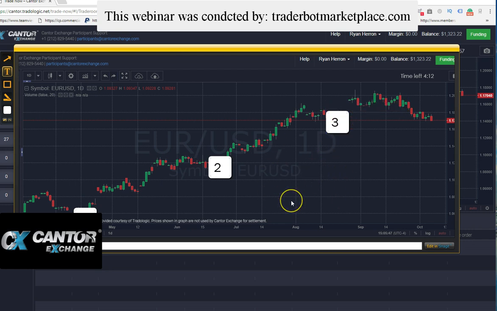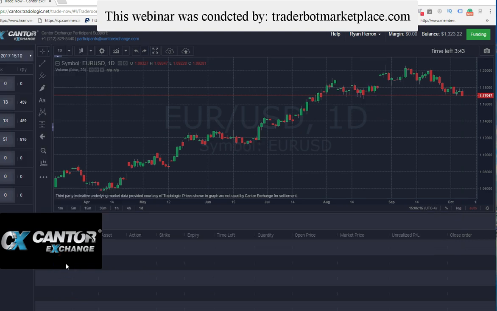Which one is the support that we're mainly going to be focused on? Does anybody know in a daily chart? Would it be 1, 2, or 3? Before you answer, I will give you the answer. It is number 3. We're looking at the most recent support.